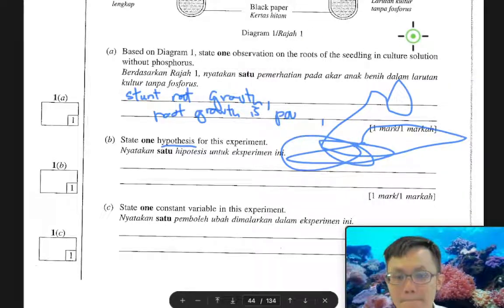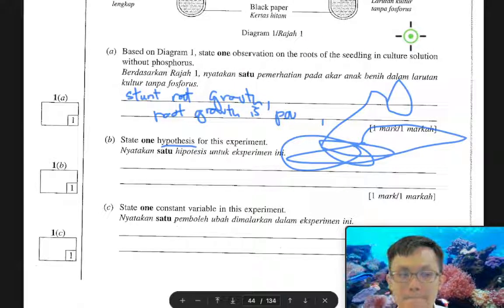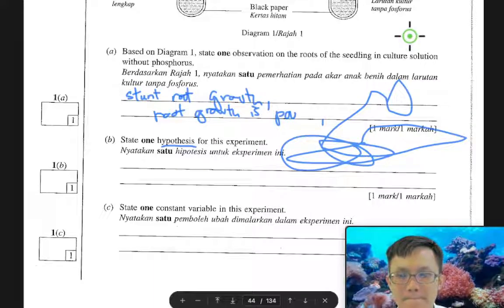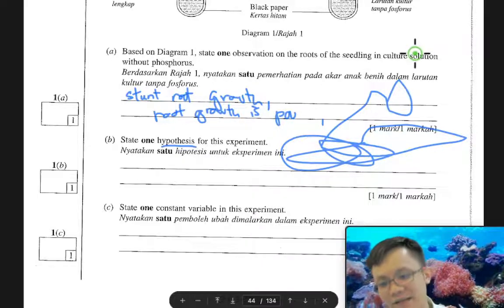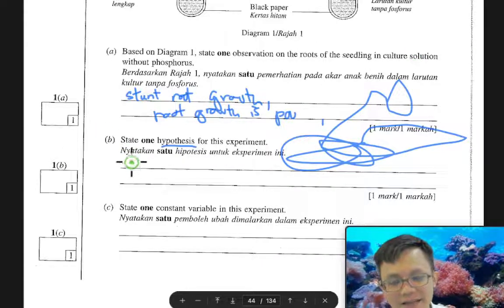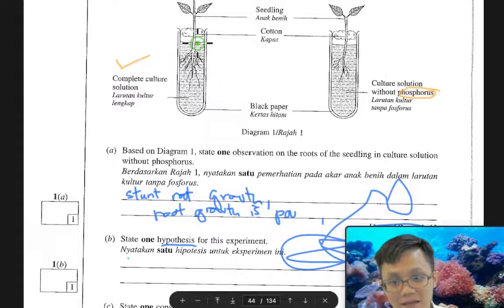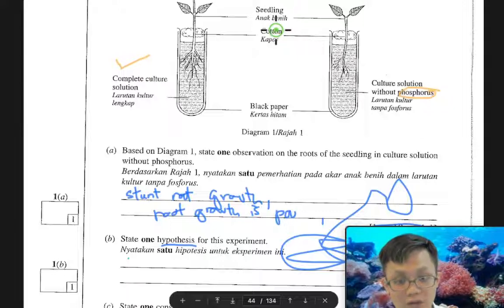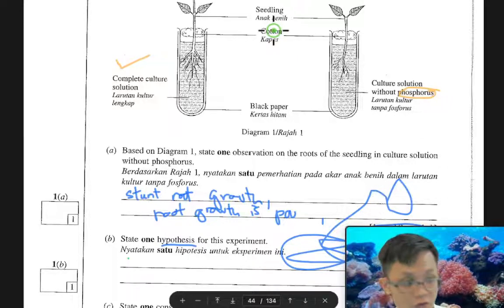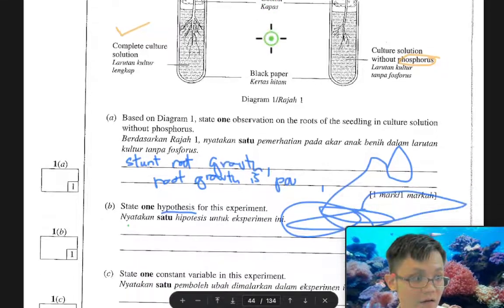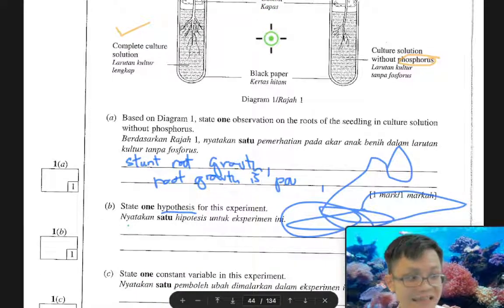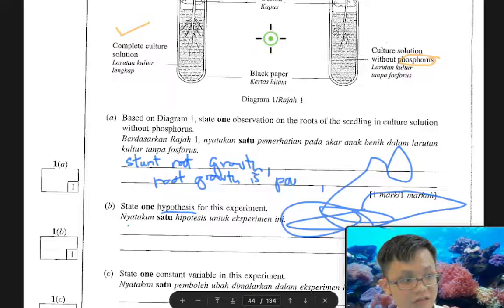Dealing with phosphorus, culture solution goes better. I think you're almost there. I think the better hypothesis will be either you can say that plant seedling needs phosphorus to ensure healthy root growth, or you can say that seedling is stunted in a solution without phosphorus.